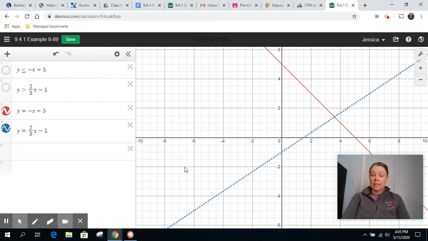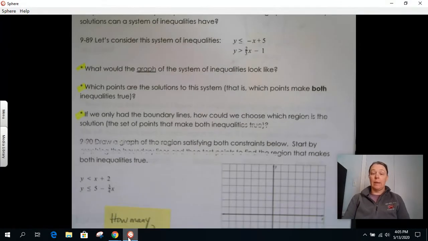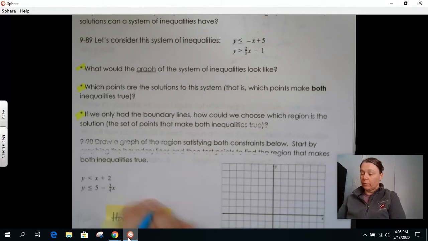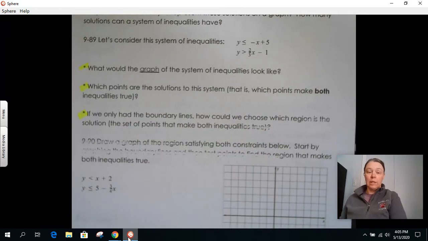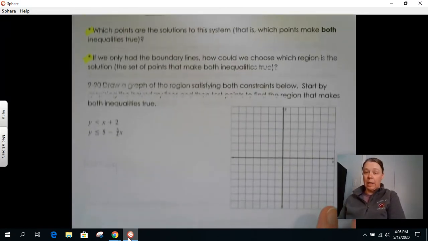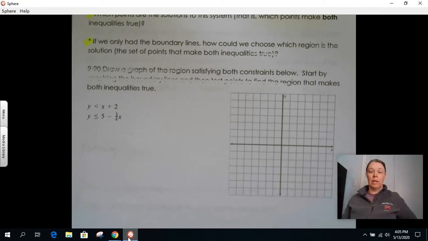Okay, so let's take a look at another example. So this next one, and my copy did not come out great when I printed it. It's more clear on the document. So draw a graph of the region satisfying both constraints. That means satisfies both of those inequalities. And start by graphing the boundary lines. And then we're going to use that idea of testing points to find the region that makes both inequalities true.